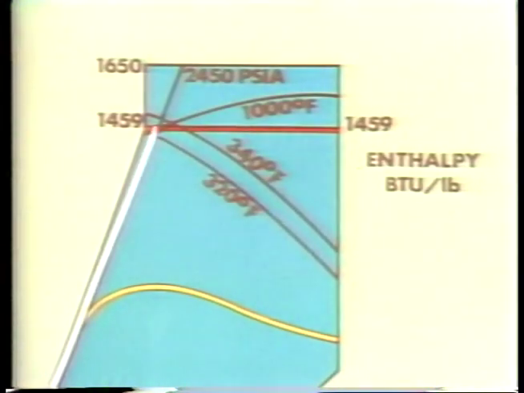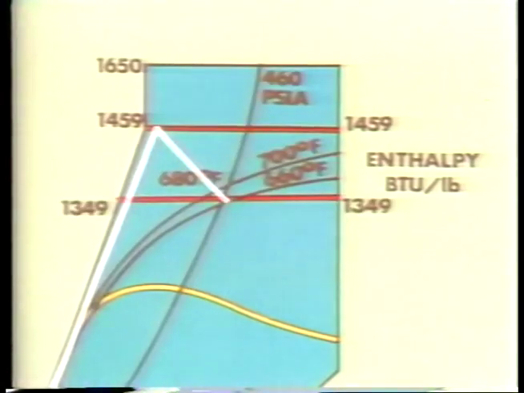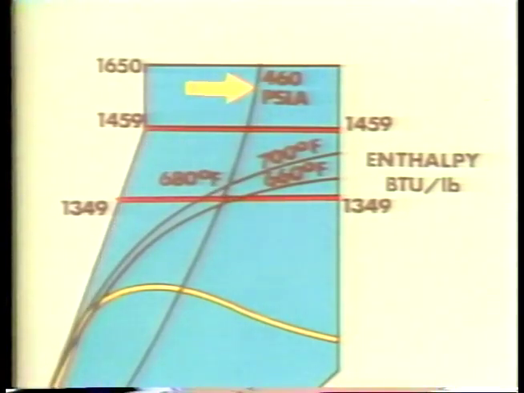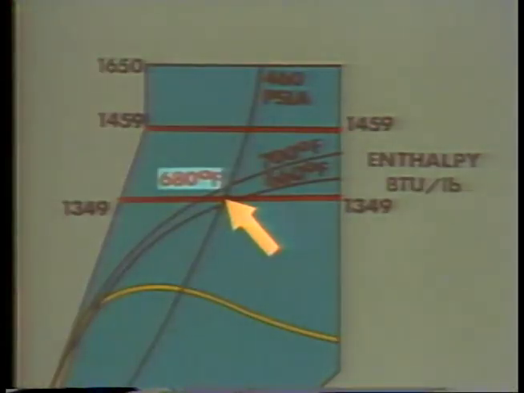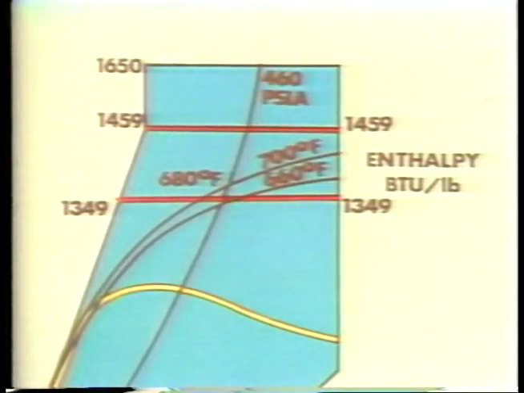Now, as the steam leaves the boiler and passes through the blades in the high-pressure turbine, some of its energy in the form of heat and pressure is converted to mechanical energy, resulting in a decrease in the pressure, temperature, and enthalpy of the steam. At the outlet of the high-pressure turbine, pressure has decreased to 460 psia and temperature has dropped to 680 degrees. Plotting these points on the Mollier diagram, we can read the enthalpy value at the outlet at around 1,349 BTUs per pound. Taking the difference between these two values, we discover that approximately 110 BTUs per pound was removed from the steam by the HP turbine.